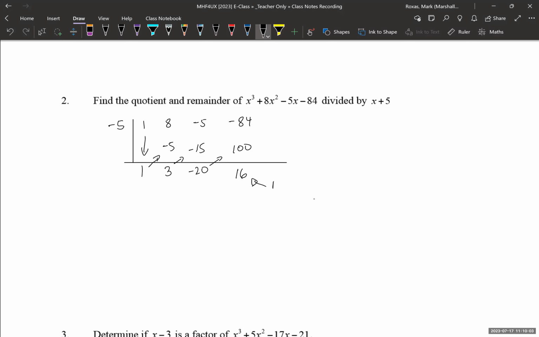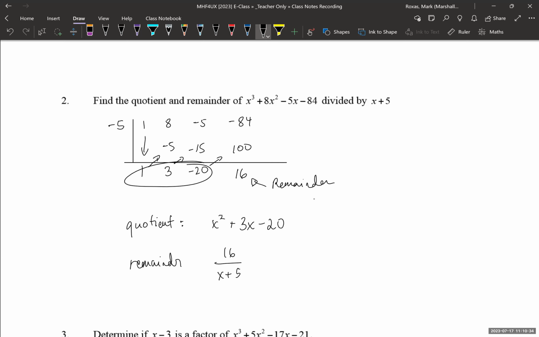So there, that 16 is our remainder. That last number is always our remainder, whether it's 0 or another number, it's 16 here. And the quotient comes from those three numbers, 1, 3, and negative 20. Okay, so our quotient is x squared plus 3x minus 20, and our remainder is 16 over x plus 5. I'm just separating the two because the question says, let's find the quotient and the remainder, and so there it is. Let's look at example number 3.